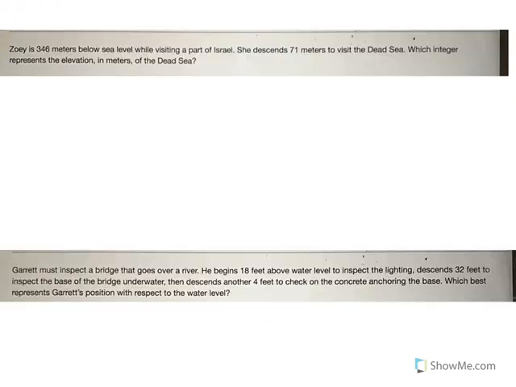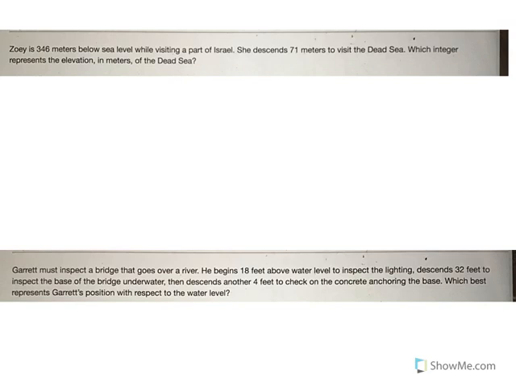All right, so let's look at this problem. Zoe is 346 meters below sea level while visiting a part of Israel. She descends 71 meters to visit the Dead Sea. Which integer represents the elevation in meters of the Dead Sea?